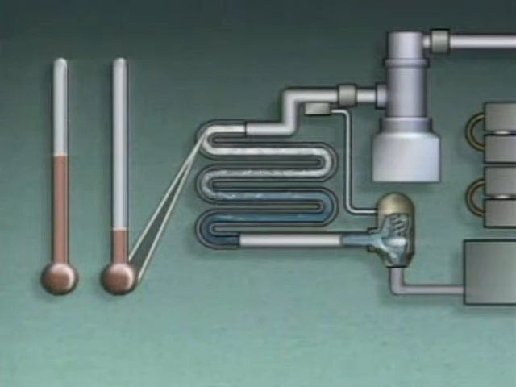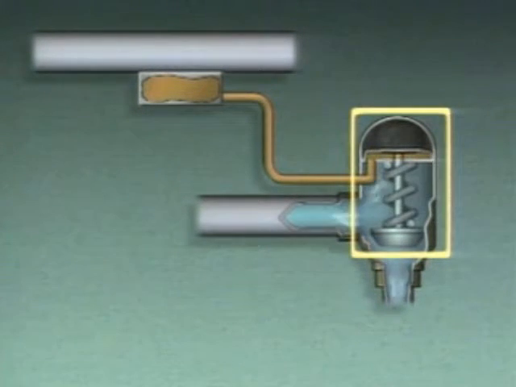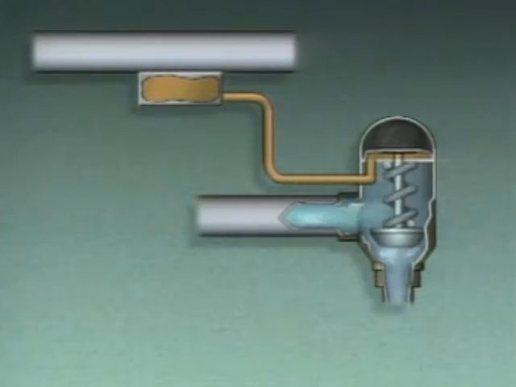If the temperature of the substance being cooled goes below the desired value, the temperature of the refrigerant leaving the evaporator will decrease. In this case, the refrigerant absorbs heat from the fluid in the thermal bulb, and the fluid contracts. This causes the expansion valve to close slightly and reduce the flow of refrigerant to the evaporator.